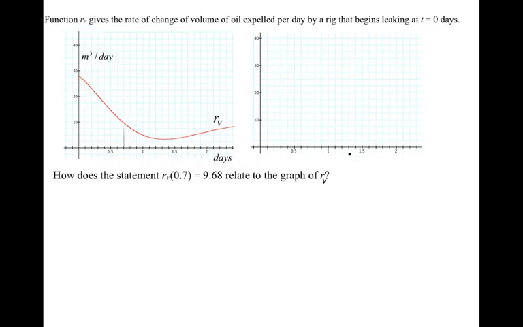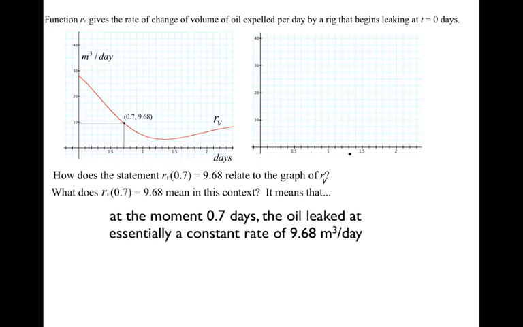Ready? So at 0.7 days, that's saying that R sub V of 0.7 equals 9.68 is represented on that graph as a correspondence point. When 0.7 days have gone by, we have 9.68 meters cubed in the ocean? No. The rate at that moment is 9.68 meters cubed per day. Okay, and that's what that correspondence point means. At the moment, 0.7 days, the oil leaked at essentially a constant rate of 9.68 meters cubed per day.